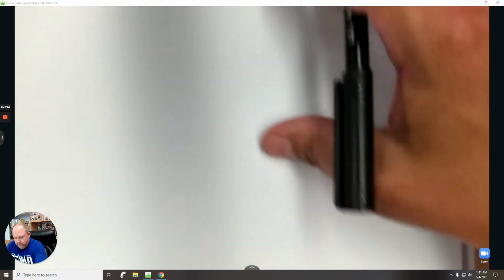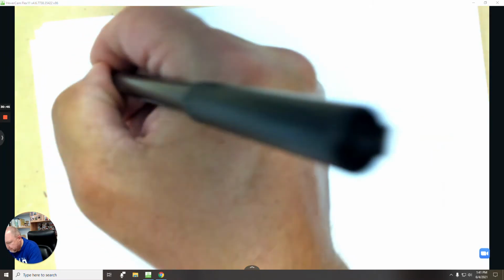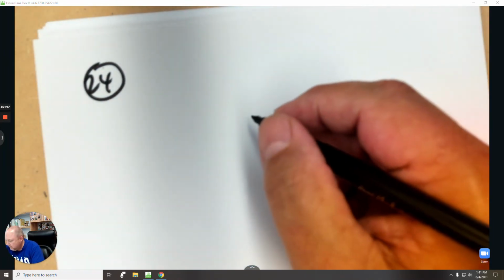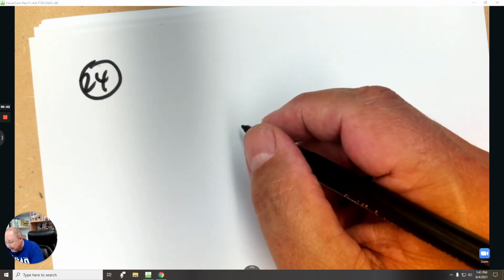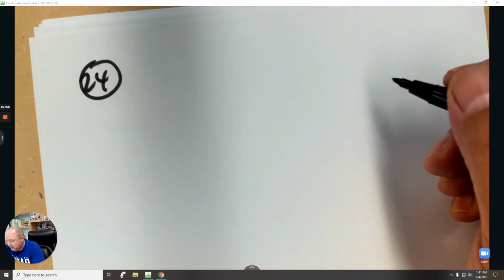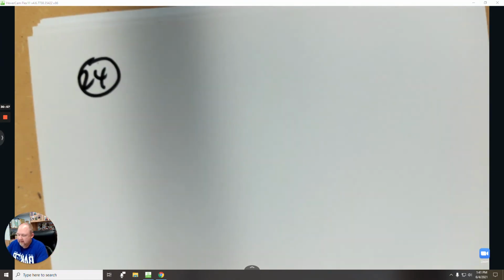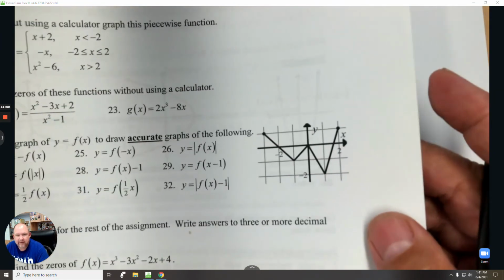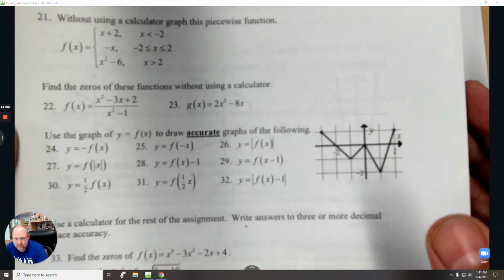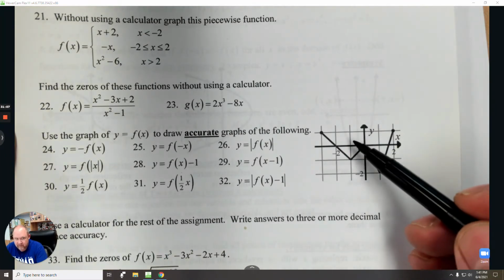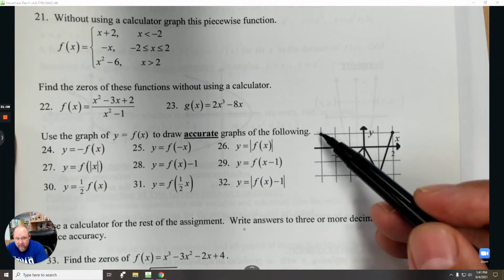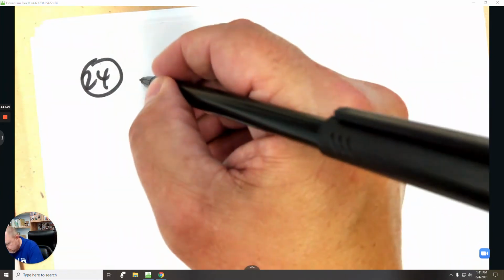24. Almost there. At 24, it says use the graph that's given to draw an accurate graph with those changes that are involved. So I need a sense of what the important points are here and what this did. If I see a negative on the outside, that's a reflection, and it reflects over the x-axis. So whatever is above reflects down and so on. So let's just start there.